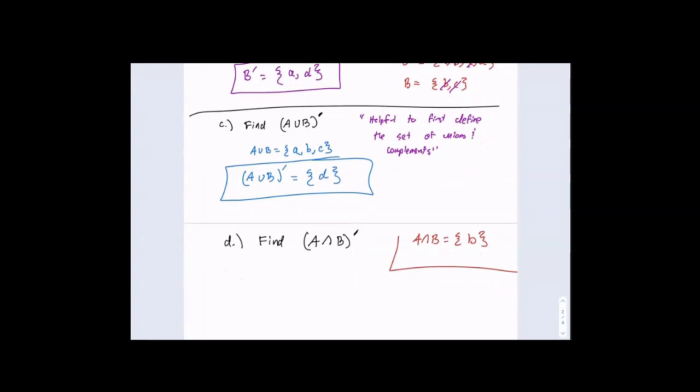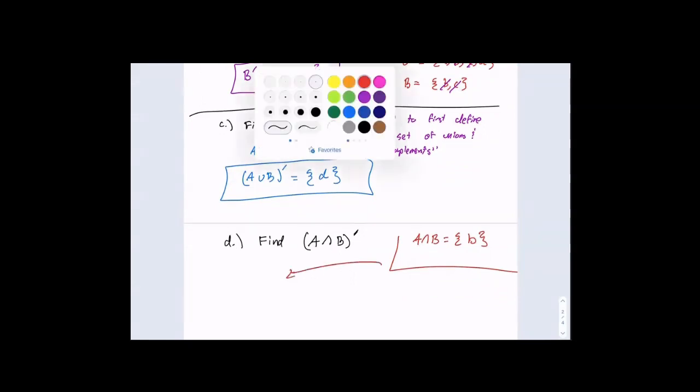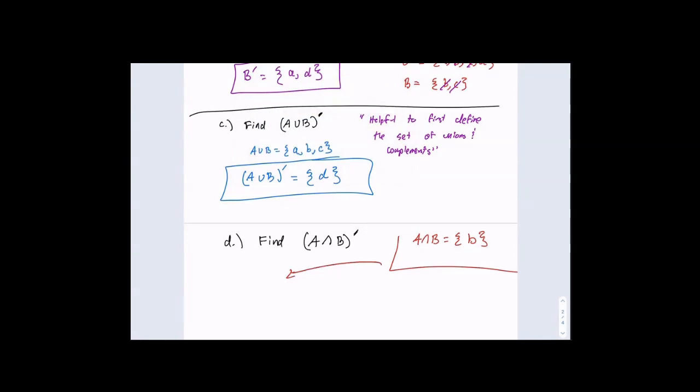So now, the complement of A intersection B would be everything else: A, C, and D. Very good. Because B is in the set A intersect B, and the complement is everything that is not.